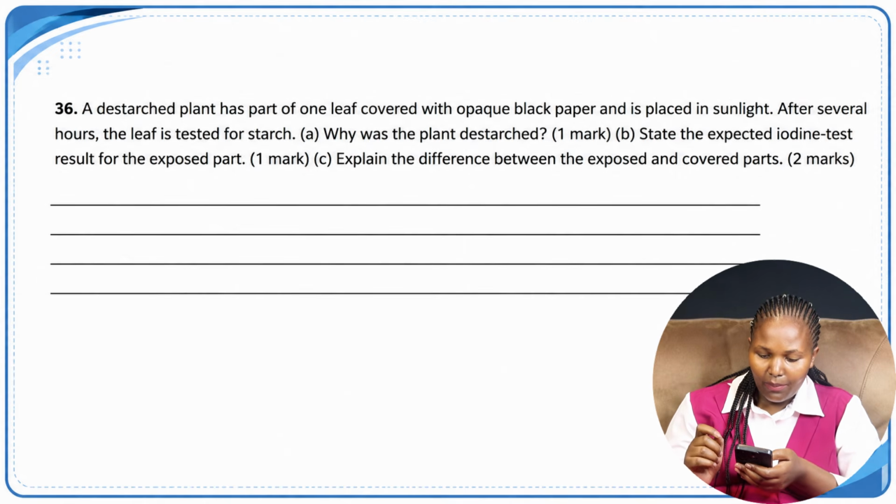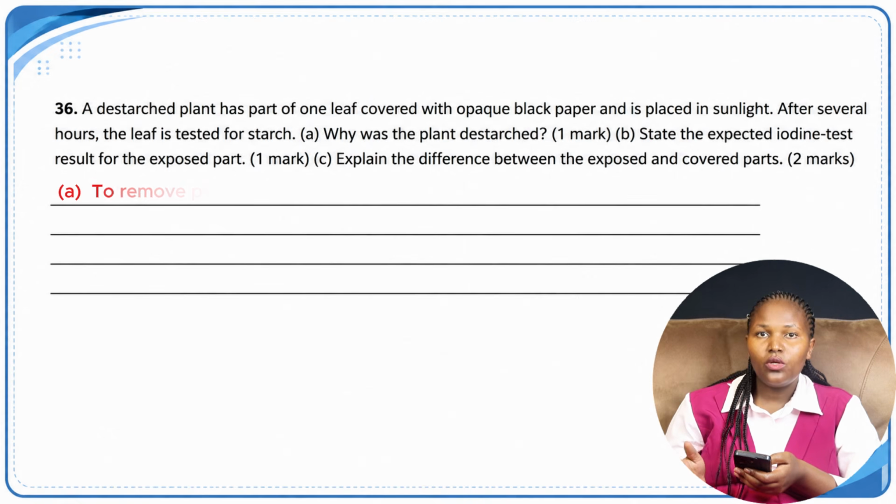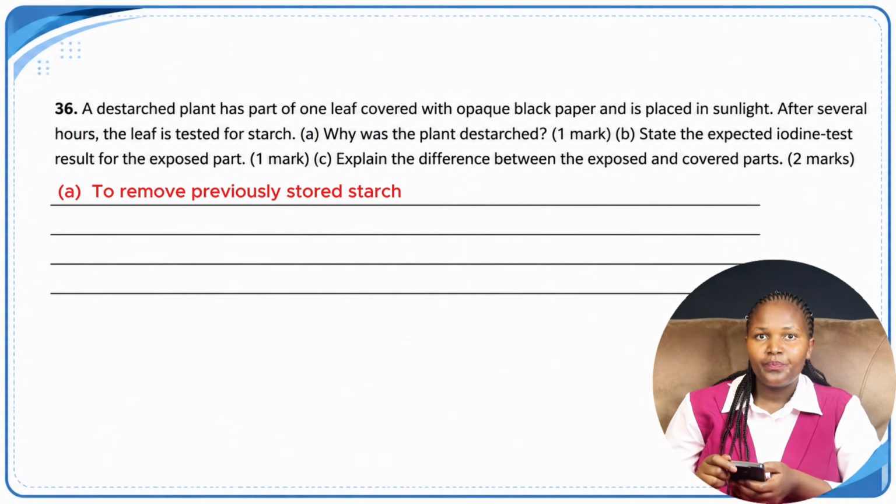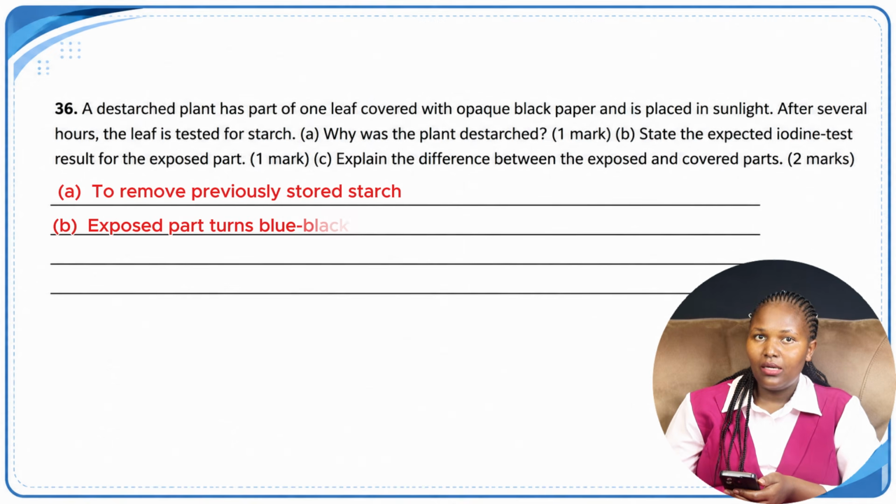Number 1, why was the plant detached? It was to remove the previously stored starch. That is why it was detached. And then state the expected iodine test result for the exposed part. Now, if iodine test is done, the exposed part is going to turn blue-black because the exposed part received light and made starch by photosynthesis. So we expect that it is going to turn blue-black. We call that color blue-black.